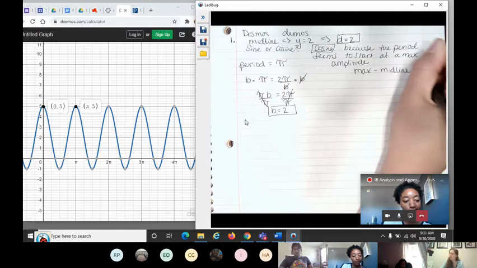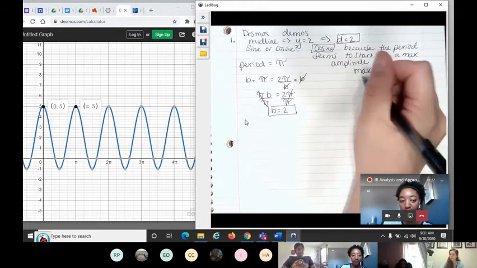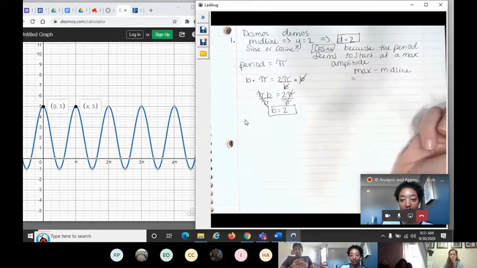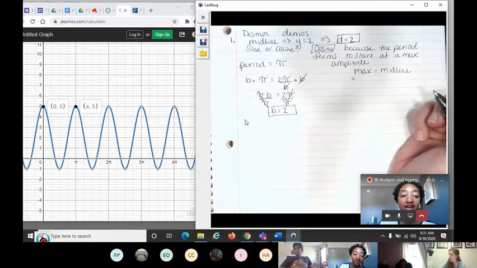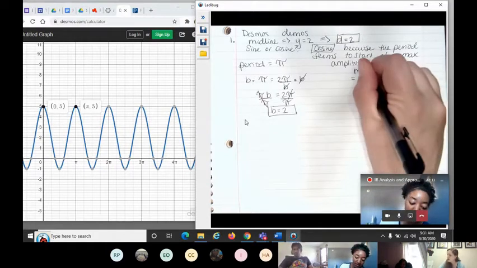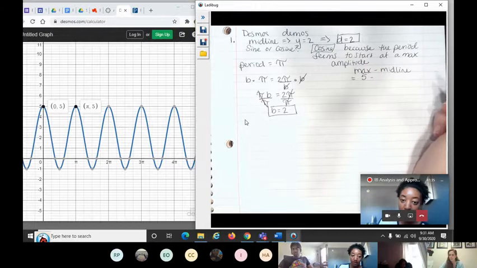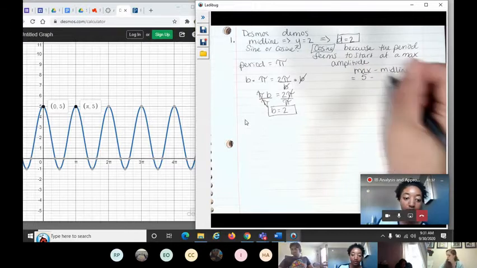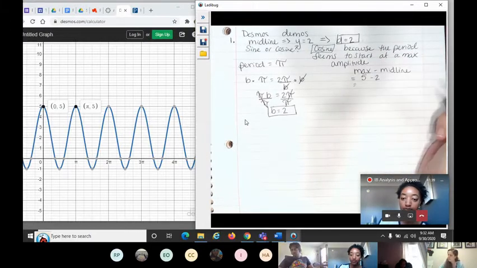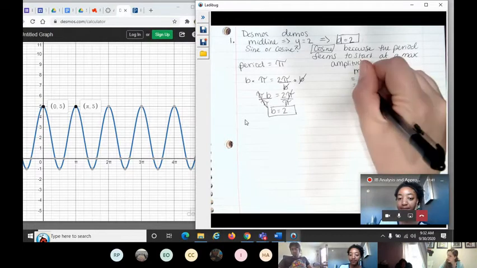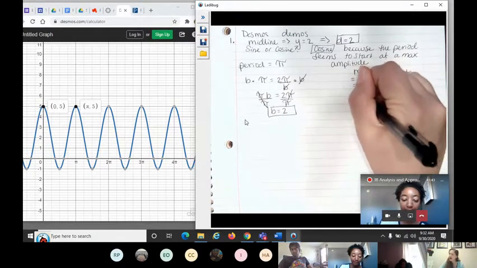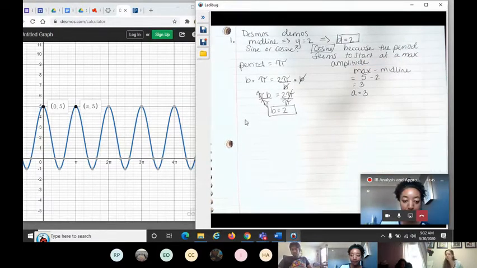So what's our maximum value? 5. What did you say? 5. Oh, thank you. And then what's our midline? 2. Good. So we should get 3. So our amplitude A is 3. I'm surprised nobody picked that sooner. I think that amplitude is one of the easiest things to figure out. And then Kimberly, you get phase shift.